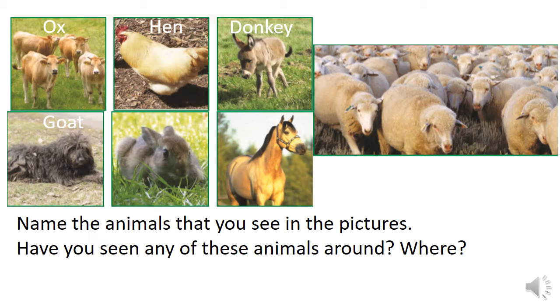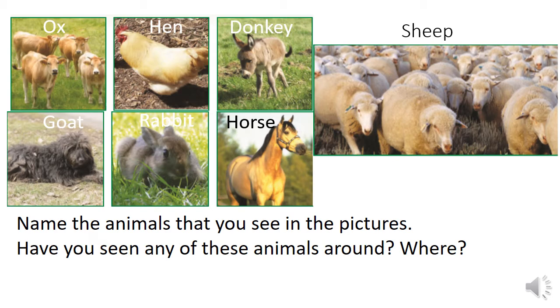Then rabbit. Then we have horse. And finally we have sheep. These are different animals that are found around us. Ox, hen, donkey, goat, rabbit, horse, sheep, birds, ants, butterfly. We have fish, we have dog, cat. All these animals can live around us.